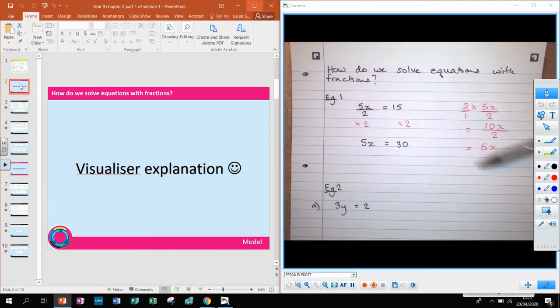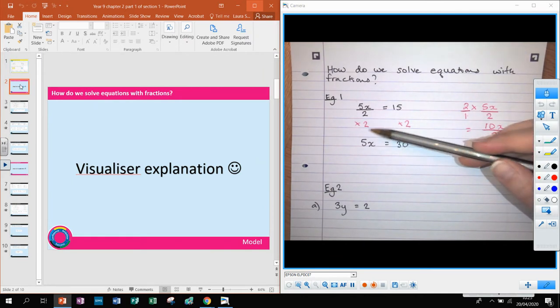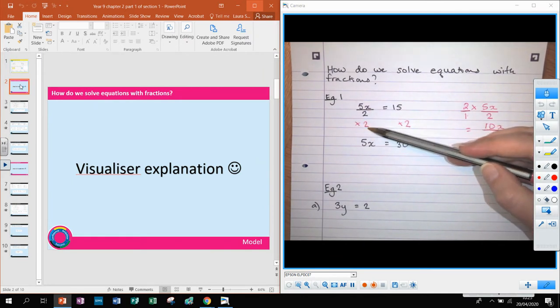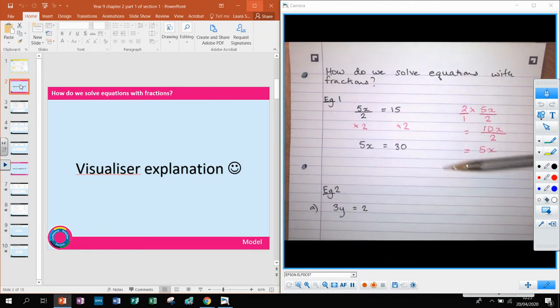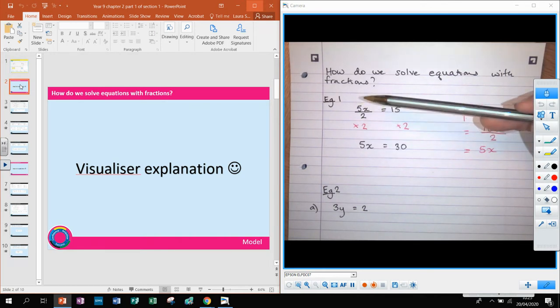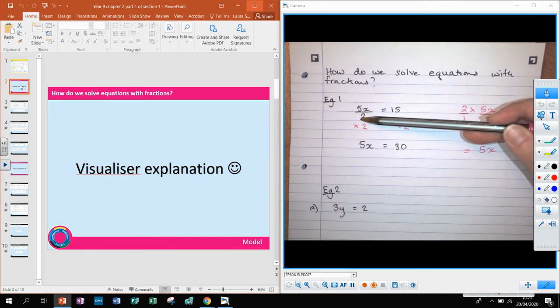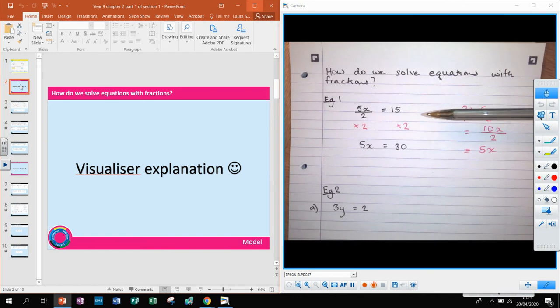Now, you don't have to show all that work every time. You just need to remember that when you multiply something by the number in the denominator, it will cancel out. Okay? We also have to make sure that we multiply both sides by the 2. Otherwise, we change the value of everything, and we can't do that. All right? So if we're multiplying by 2 here to get rid of that fraction, we have to also multiply the right-hand side by 2. Okay, so hopefully that makes sense, and that gives us 5x equals 30.